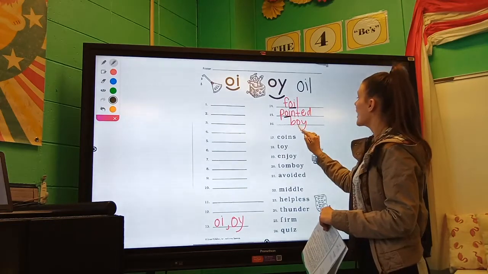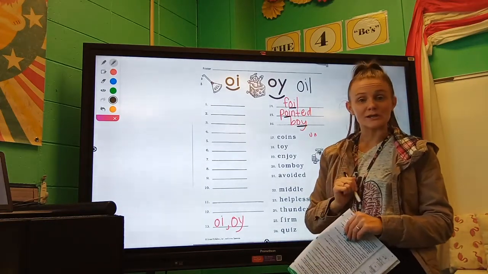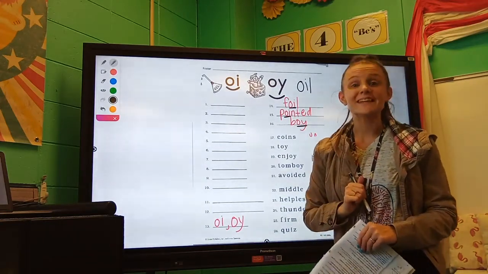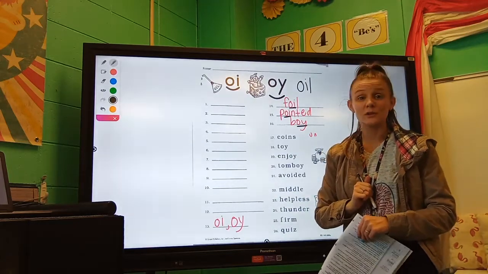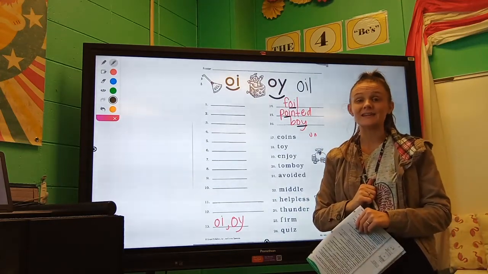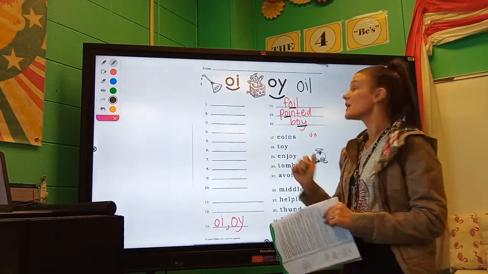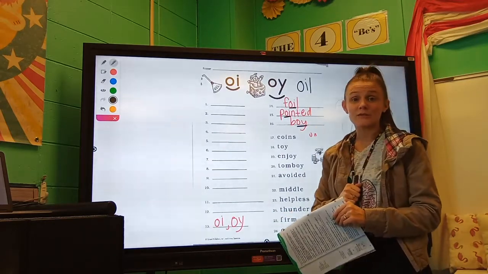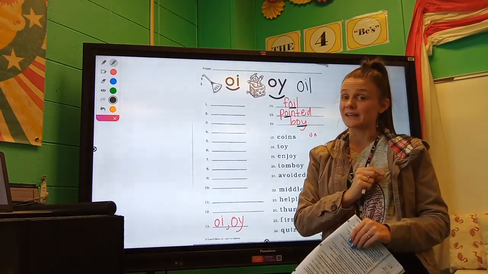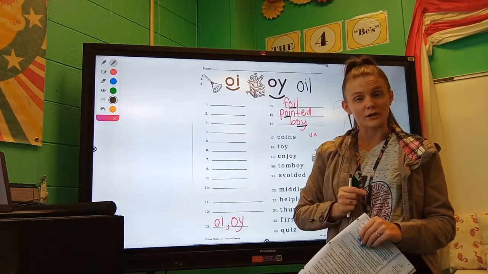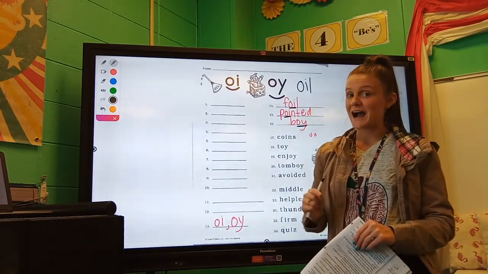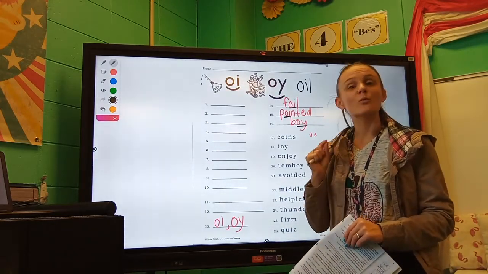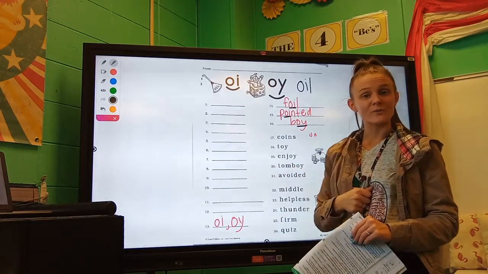The OY diphthong that we learned today is used at the end of a word. So if you hear the oi sound at the end of a word, you're going to use OY. If you hear the oi sound at the beginning or in the middle of a word, you're going to use OI. And that'll help you know when to use which diphthong.